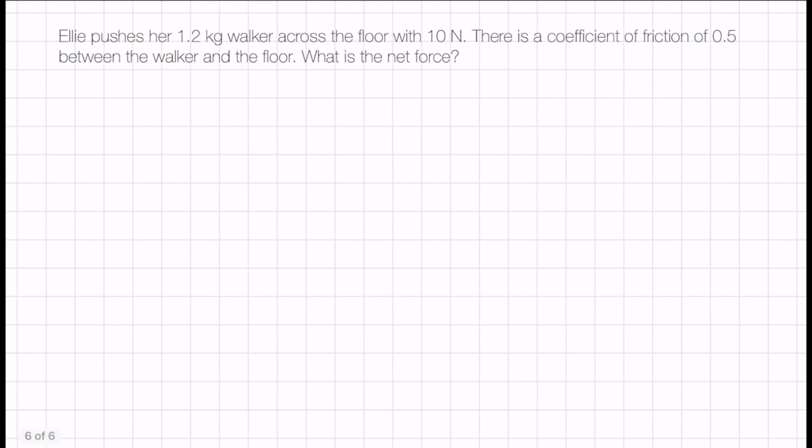All right, on to our last question here. So Ellie is pushing her 1.2 kilogram walker across the floor with 10 newtons. There is a coefficient of friction of 0.5 between the walker and the floor. What is the net force? Let's go ahead and highlight our givens. So there's one thing here, kilograms, that's going to be a mass. That's the mass of the walker. She is pushing with 10 newtons. I'm going to go ahead and draw this line between the word push and this 10 newtons. I know that's going to be F applied. And then we have a coefficient of friction, which is going to be 0.5. We're trying to solve for the net force.